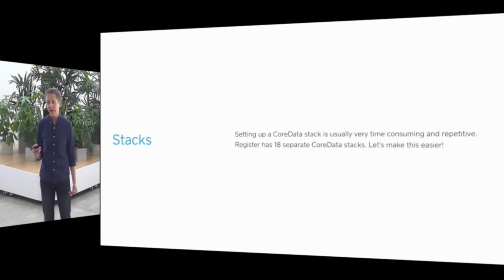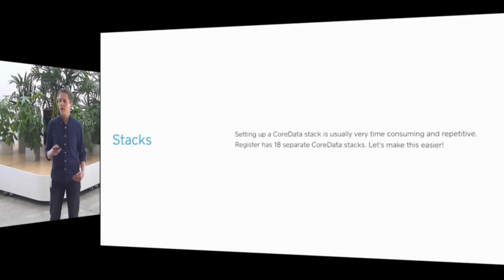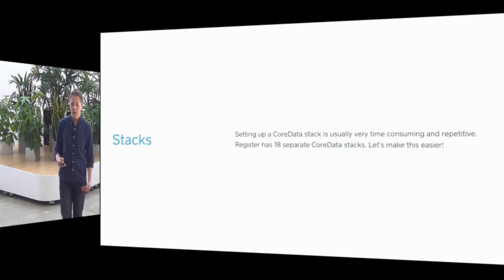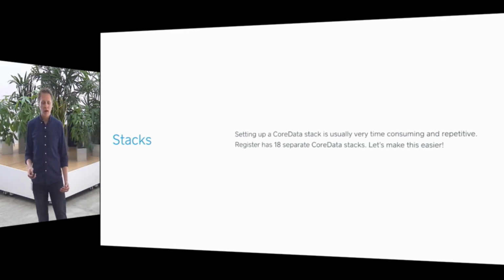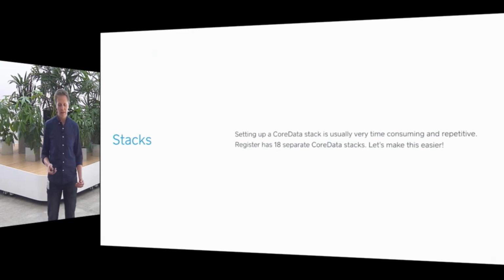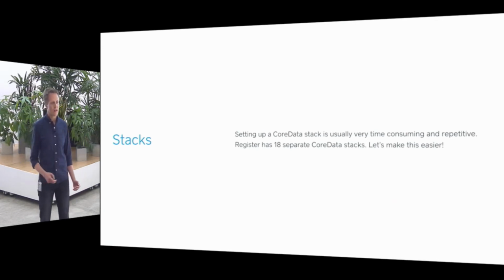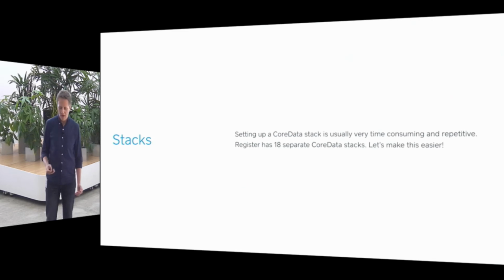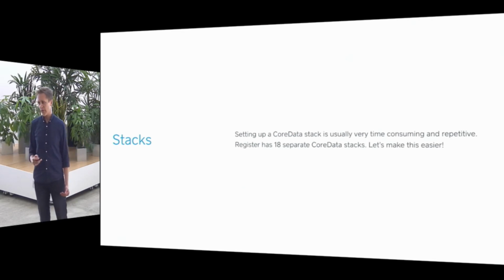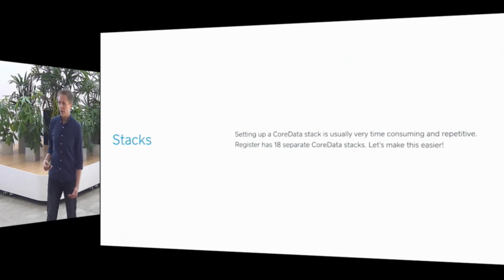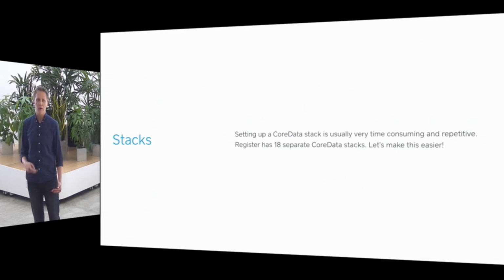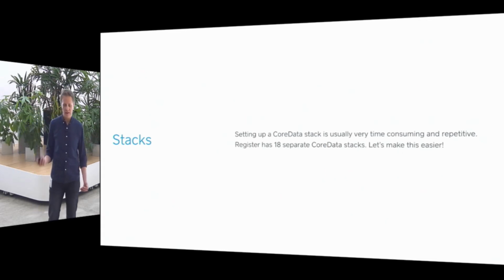Another thing that we've improved is setting up Core Data stacks. It's usually very time-consuming and manual, and there's a lot of places where you can mess it up. Register has 18 separate Core Data stacks, so we really wanted to make this easier. As I mentioned, there's a lot of pieces you have to set up. There's persistent stores, persistent store coordinators, managed object models, managed object contexts, mapping models, et cetera, et cetera. This can get really difficult to get right in a multi-threaded environment, especially when you're dealing with things like memoization for the managed object model, the context, the persistent store, et cetera.